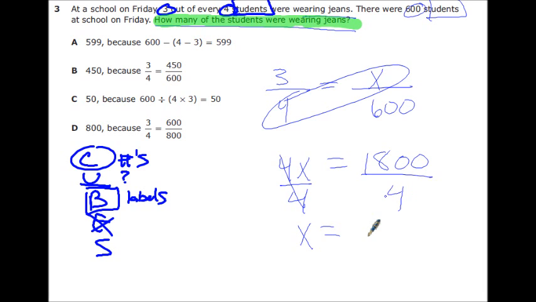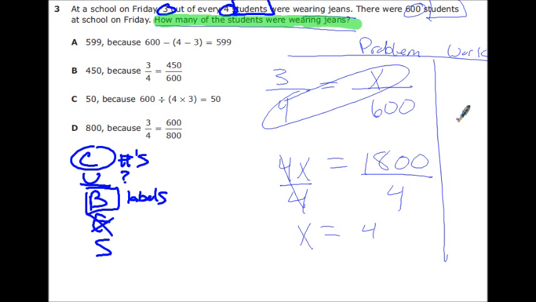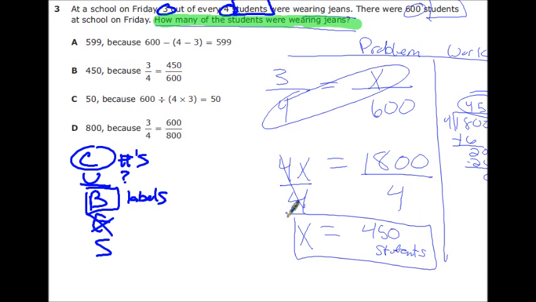4 will go into 18 4 times. I have 2 left over. I can just work it out here. I'll create my T-chart with my problem and my work. So I have 1,800 divided by 4. 4 goes into 18 4 times. 18, 2, 0, 5, 20. I get 450 students. So that's what I have, 450 students.